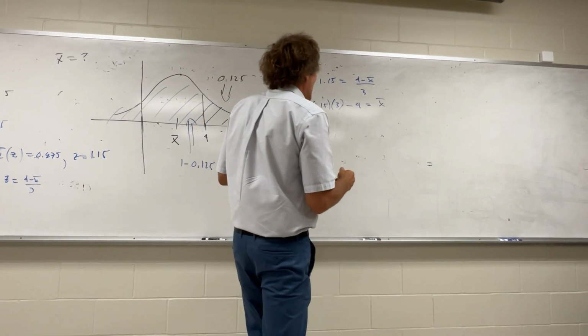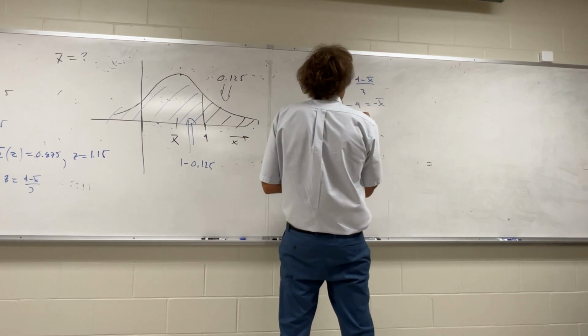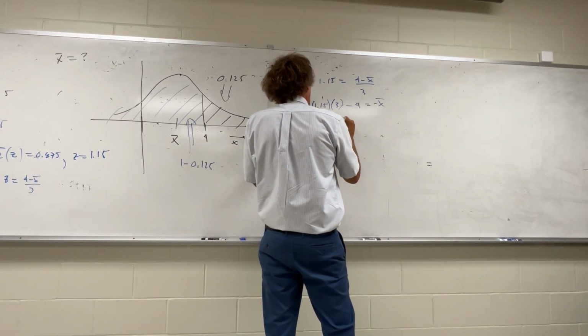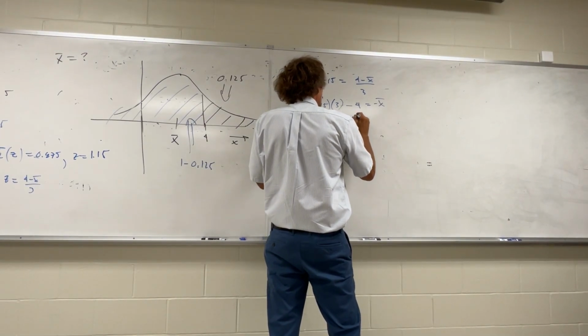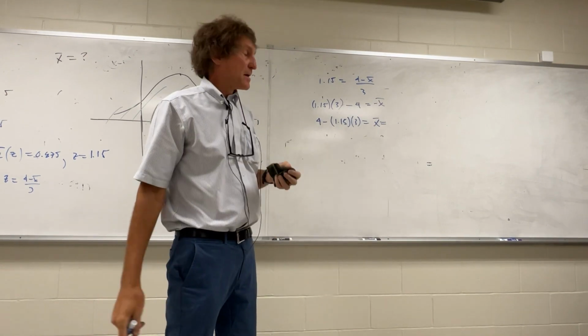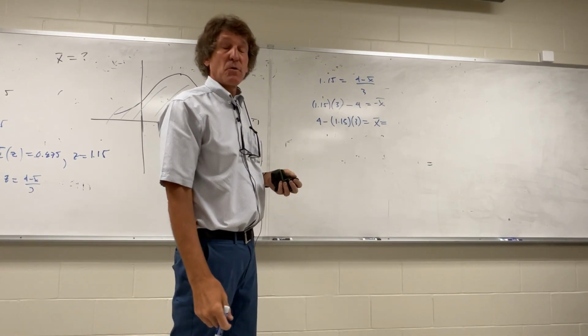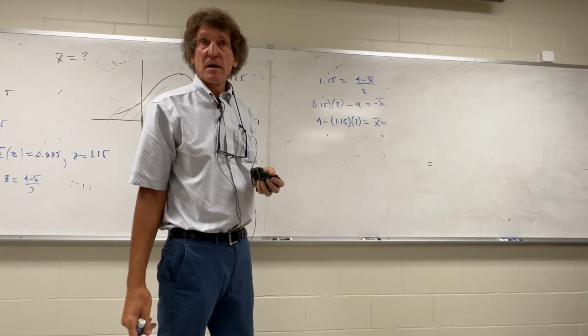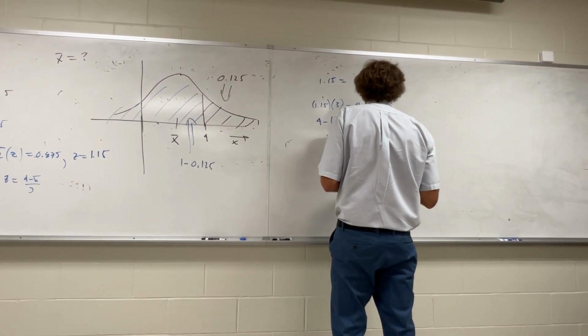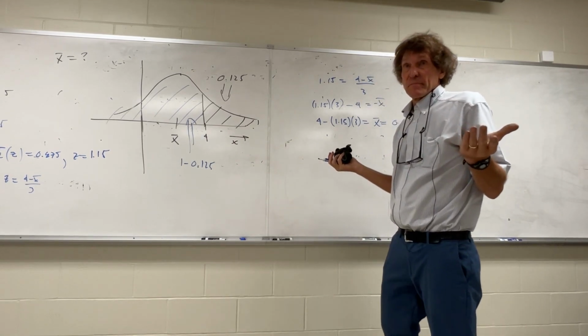All right, now, since that's minus x actually right here, flip the signs, I get 4 minus 1.15 times 3 is equal to x bar. You asked for it, so what is it? 0.55. Is that right? 0.55. All right. Now we've got the mean.